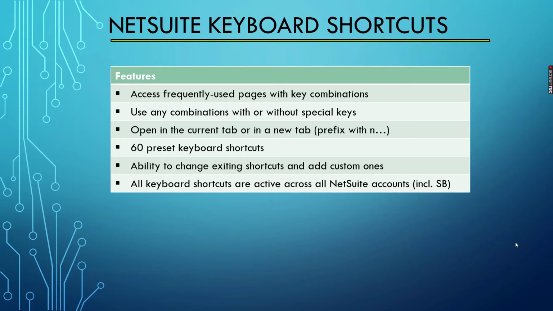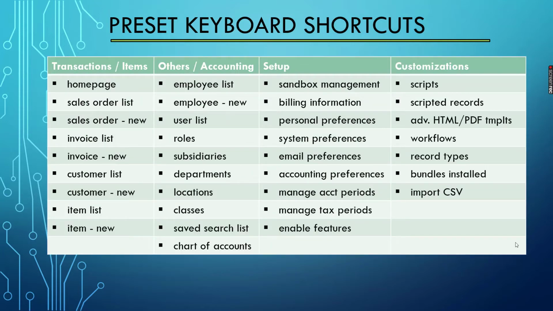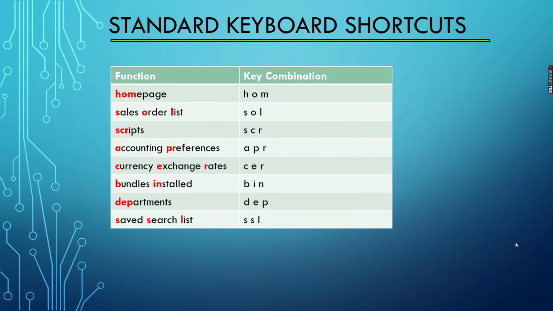There is of course the ability to change the existing shortcuts, and all keyboard shortcuts are active across all NetSuite accounts, including Sandbox accounts. Here you can see some of the preset keyboard shortcuts, like for example for transactions you have sales order list and so on. For accounting, you can directly navigate to the chart of accounts if you press just COA. For sandbox management, billing information and so on, this would be part of setup. And then for developers, you can use any of the customization pages, such as go directly to your list of scripts, scripted records, and so forth.